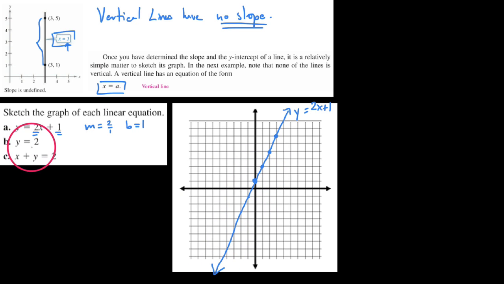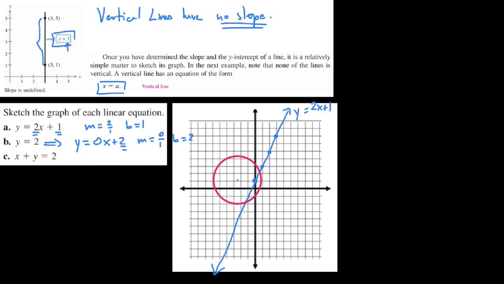Now looking at letter B here, you might be saying, self, where is the x value? And the reason why we don't see one is because we could also re-express this as 0x plus 2. So when you look at something like this, we could indicate that the slope is actually 0, or we can write this as 0 over 1, and b in this case is our 2 value here.